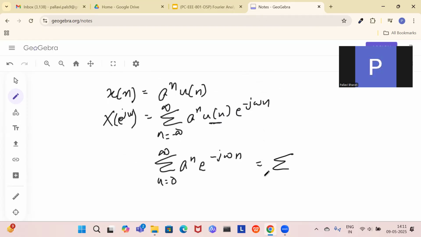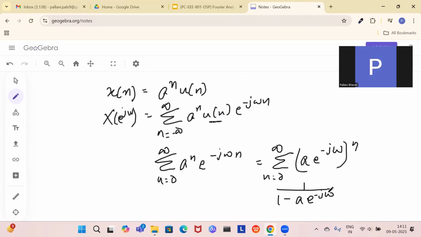Now we will club the terms, as we were doing in the Z transform, just the formula is a bit different. Here it was z to the power of minus n, here it is e to the power of minus jωn. The whole thing is to the power of n. Using the geometric series, you will get 1 by 1 minus a e to the power of minus jω.